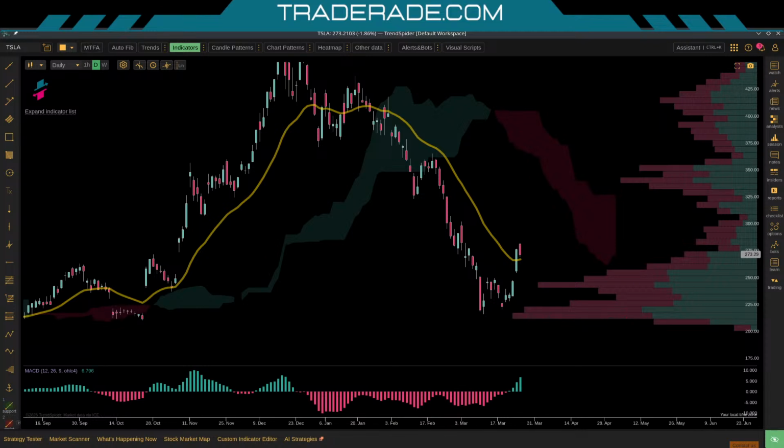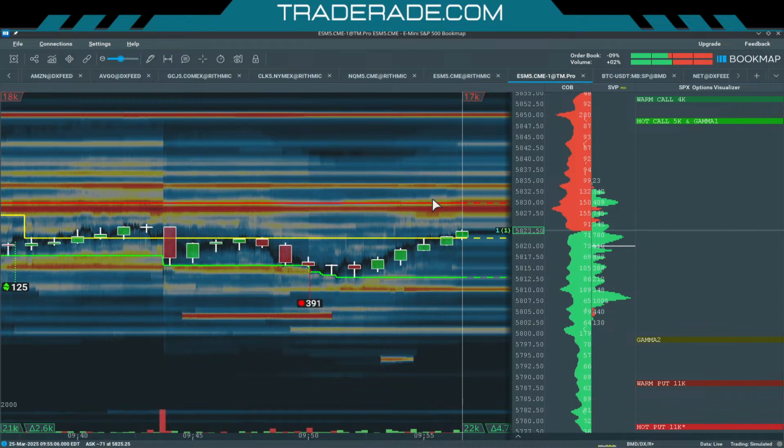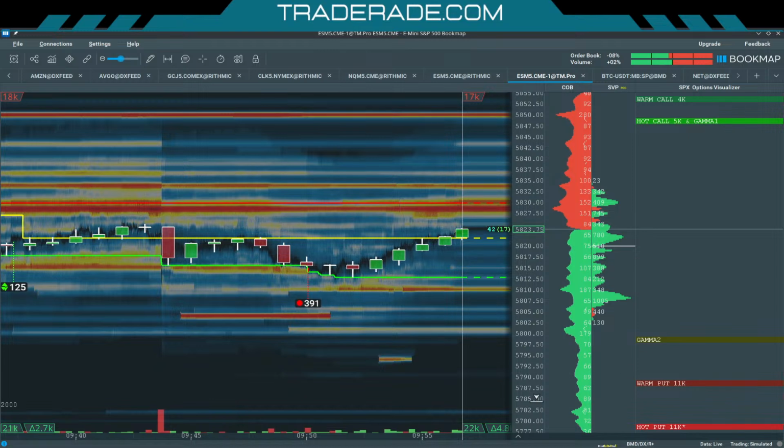And by the way, markets are pushing back above the 5821 pivot on ES. So let's just take a quick look at that as well. I'm going to put that on screen while I review your questions. We're also pushing above the point of control, the session point of control. That's important. So buyers are certainly getting a little more involved.